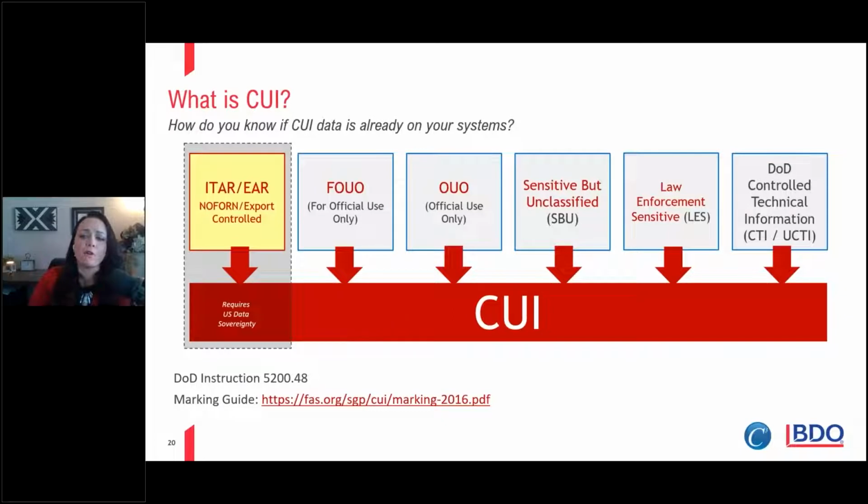The other forms you see here are sensitive but unclassified, DOD controlled technical data, and law enforcement sensitive. If you see any of these data types, that's a very good indication that while your program with your contract authority may not have fully implemented the CUI data protections, they are coming.